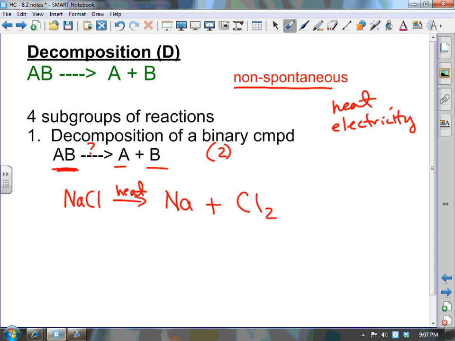Again, it's not balanced, so really what we have to have happen is 2 salts decompose into 2 sodium atoms and a chlorine pair. So again, what it is, 2 NaCl's break apart, and we get 2 sodium atoms and a chlorine pair.